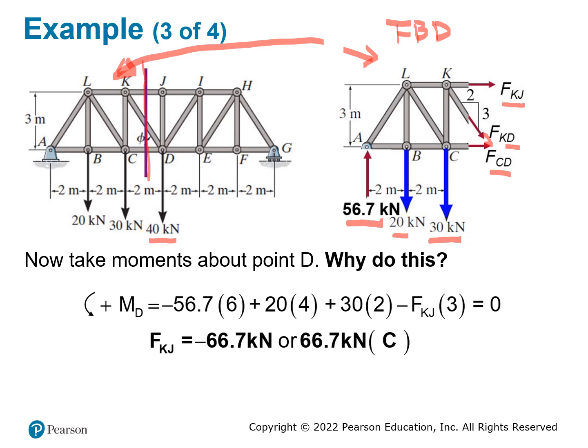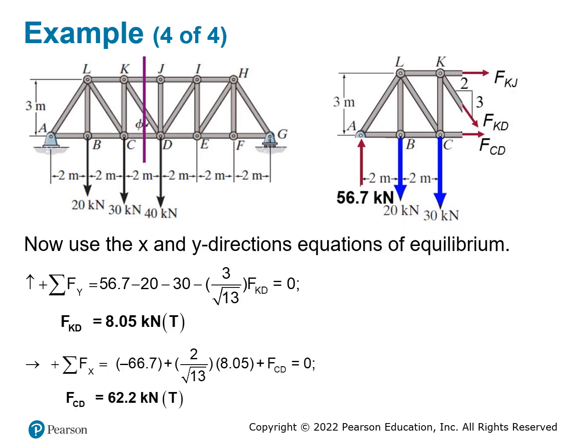Now that you look at this problem, you do the similar thing. You do summation of x equal to 0, summation of y equal to 0, and then you can find the FKD and FCD. Just by doing that, you find those two solutions instantly. Then the other force, if you want to find that, we have FKD and FCD, so these two are solved. And we want to solve this one here.